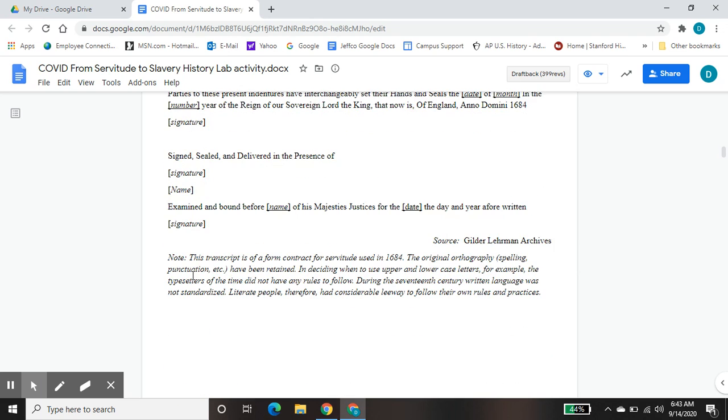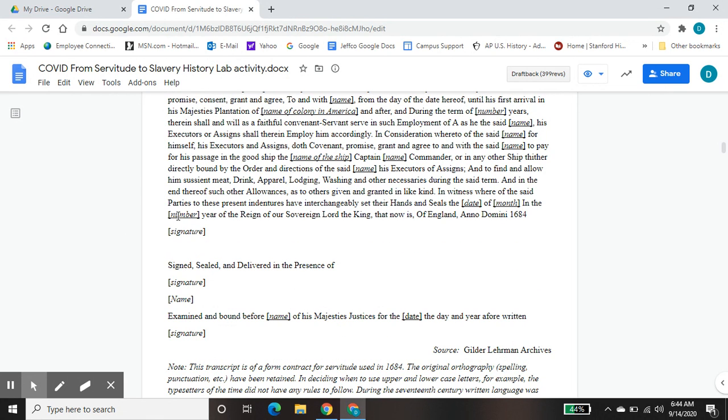This is a form contract where they just fill in the blanks where it says blank, blank, blank, blank, blank. They just fill in the blanks, and it's an indentured servitude contract.